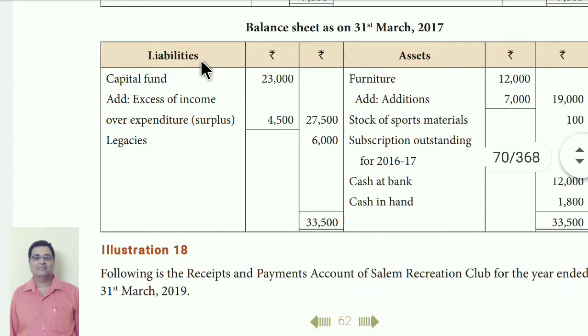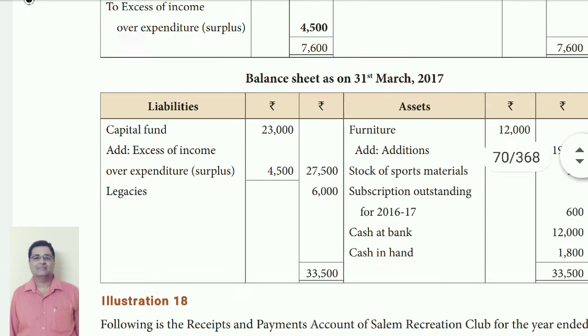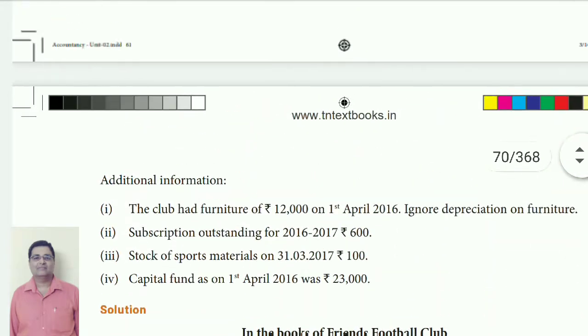Now see the liability side. Legacies rupees 6,000. Outer column you have to write. Understand? Next one. See the next item.